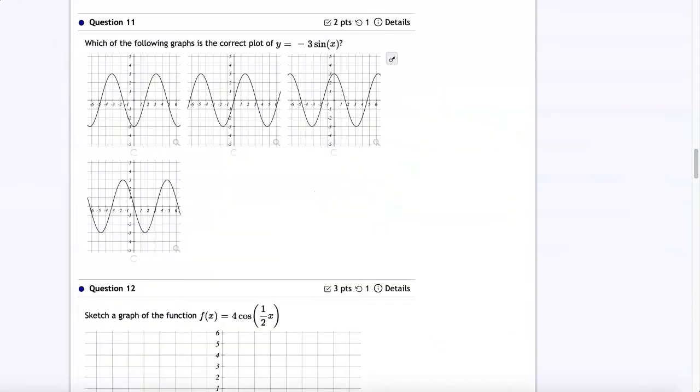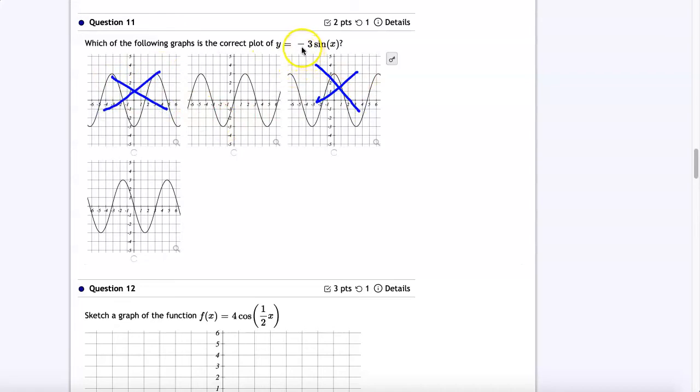Okay, so now with question number 11, we're looking at a graph matching problem. First we want to identify the fact that our sine function is not shifted to the right or the left, which means we're going to eliminate anything that looks like a cosine function.